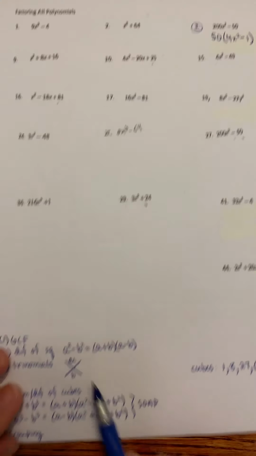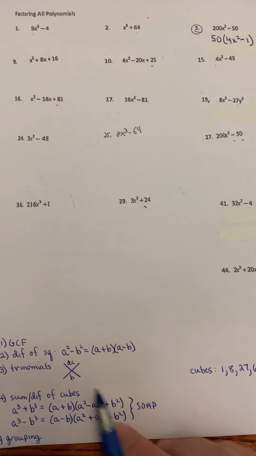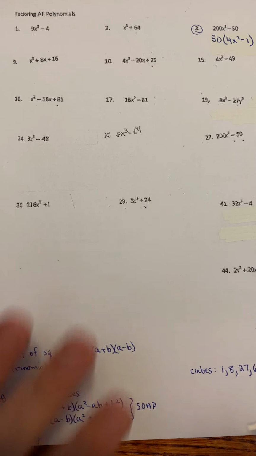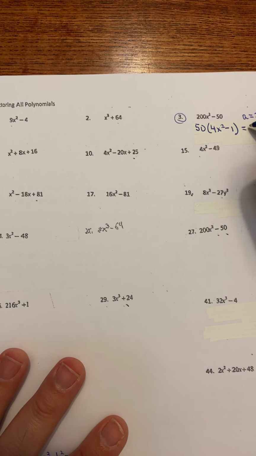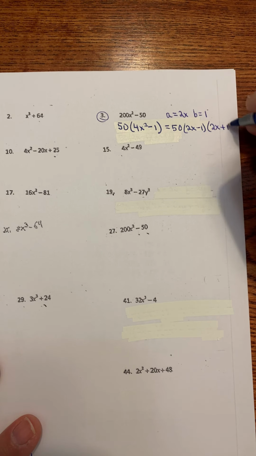So if I can figure out what A is and what B is, I just plug them into that formula. It's just the square root of each term. So A is 2x and B is 1. And according to this, it's just A plus B, A minus B. But don't forget your 50 there. 50 is still there. So 50 times A minus B times A plus B. And that is factored completely. Always try and factor completely.